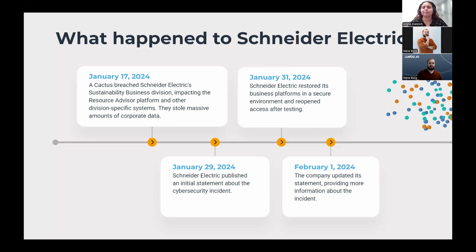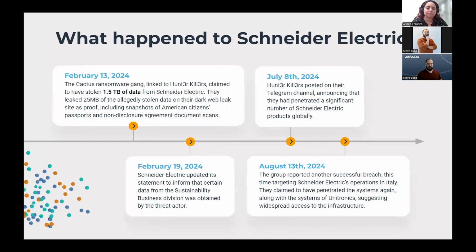So they're down for a little bit from January 17th to January 31st. They get their business platforms back up and going, and they're back into a secure environment, right? Very important that when they restore their network, they're not just restoring it in a way where it's not secure. Then on January 29th, they publish their statement. On February 1st, they update their statement, just saying, hey, there's a little bit more information about the incident.